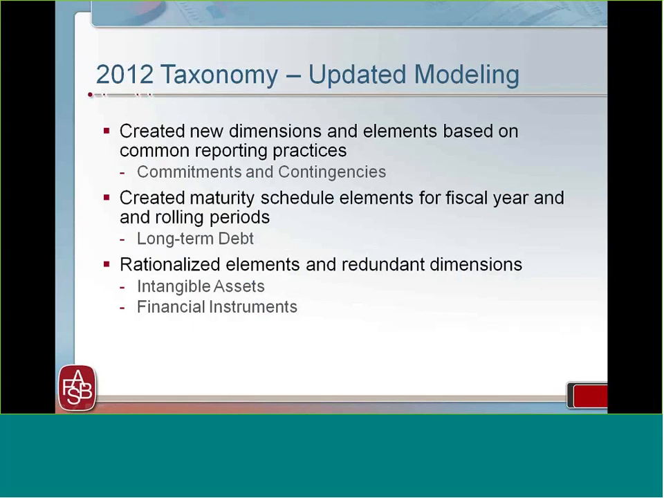Some of the updated modeling we made resulted in the creation of new dimensions and elements. We will also look at a specific example here around commitments and contingencies. We also added several elements for rolling maturity schedules for quarterly disclosures, which some filers elect to do. Again, we noted this based on our observation. And where we saw duplicative elements and dimensions, we eliminated those redundancies. So, for example, we will take a look at intangible assets and financial instruments as a good example of this rationalization.